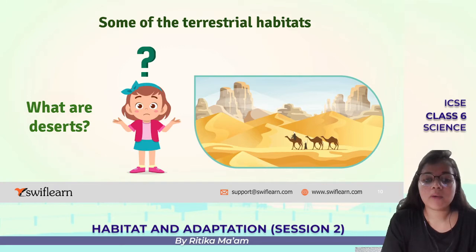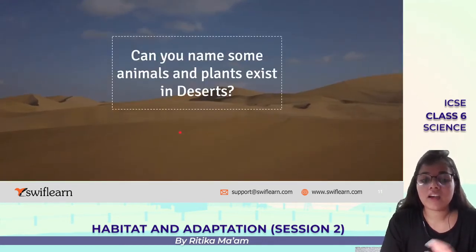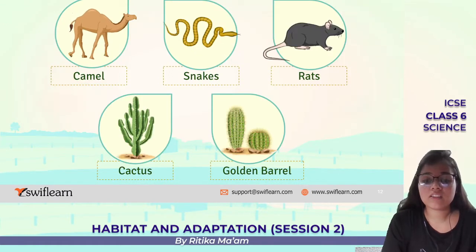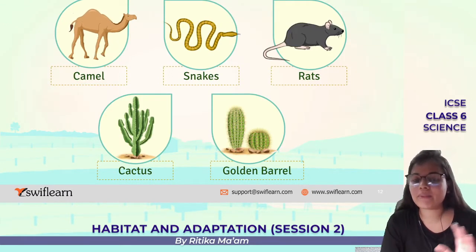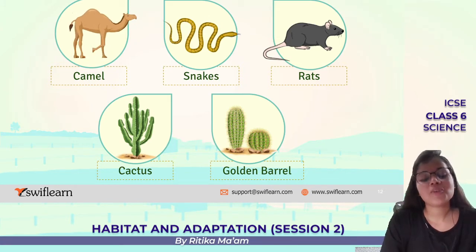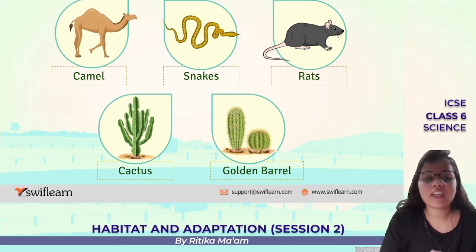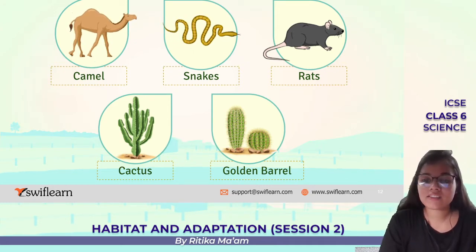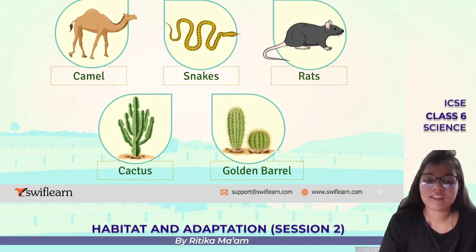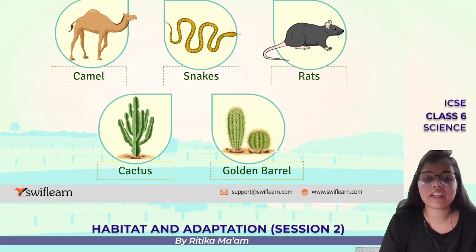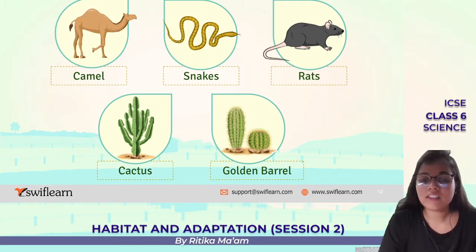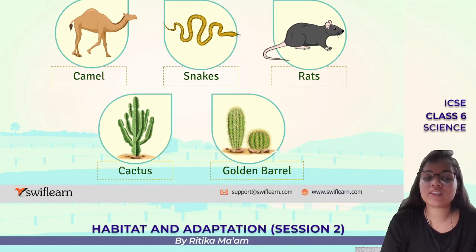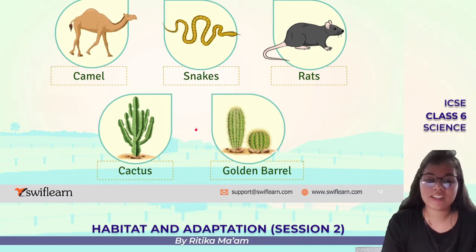Next, if I talk about desert, it is again a terrestrial habitat because it is present on the land, right? Some of the animals and plants that exist in the desert, the most common are cactus and camel, right? We have been studying about them since a very young age. Apart from camel and cactus, there are many animals and organisms that you will find in the desert, for example snakes, rats, golden barrel. Okay, so these are some of the organisms that are very common in the desert habitat. And the camel is also known as the ship of the desert, as you all might know, right?